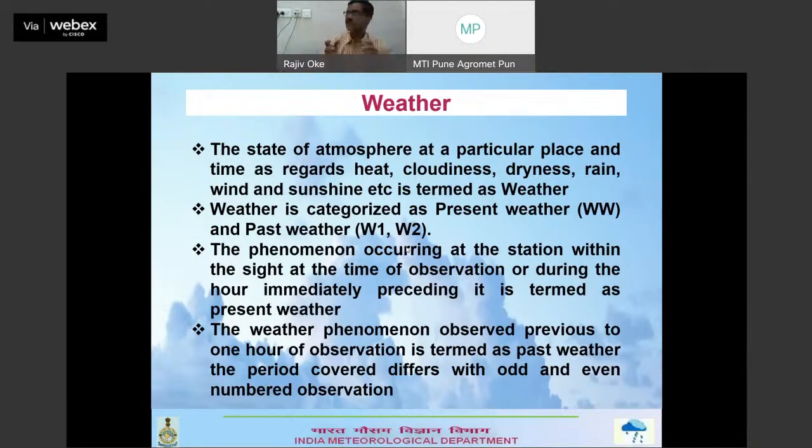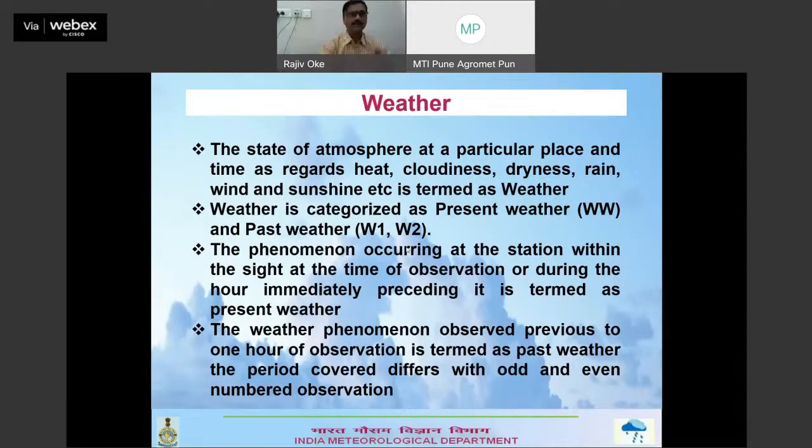हम लोग बहुत बार बोलते हैं आज बहुत उमस है, आज weather sultry है. Today's weather is hot. Today weather is windy. Today weather is cloudy. So what is that reference? That reference is that weather is always changing, whereas climate is a long-term average of weather. So that is somewhat uniformity. But weather जो है हर समय change होते रहता है.